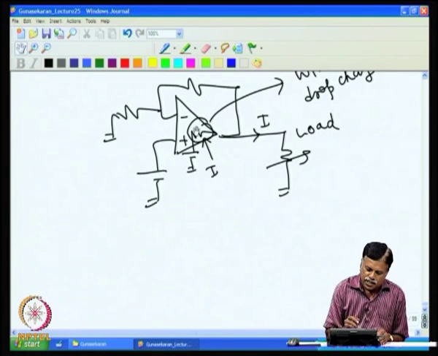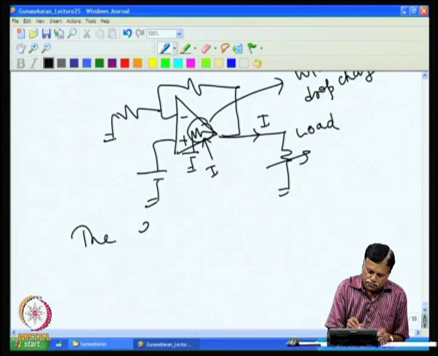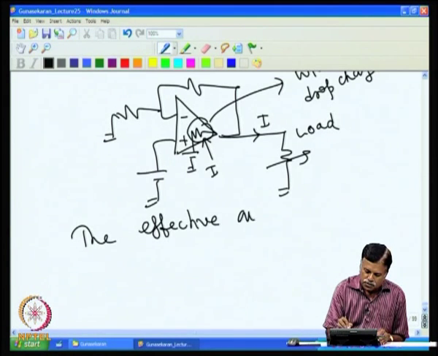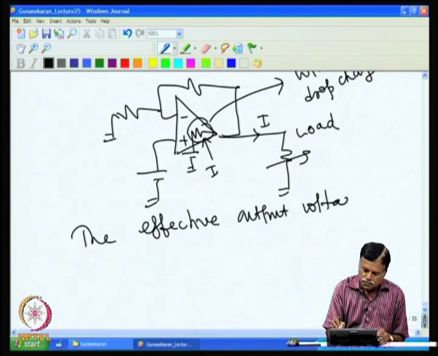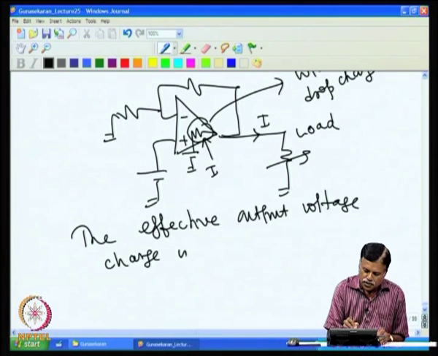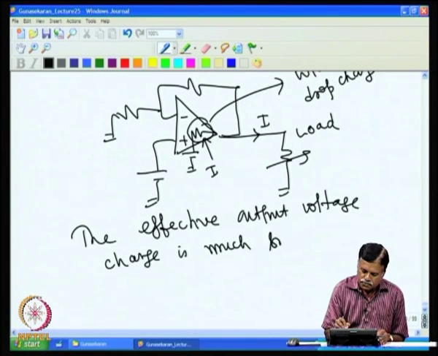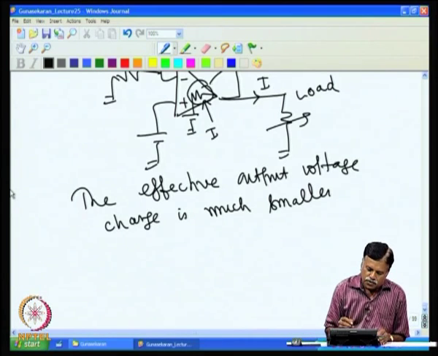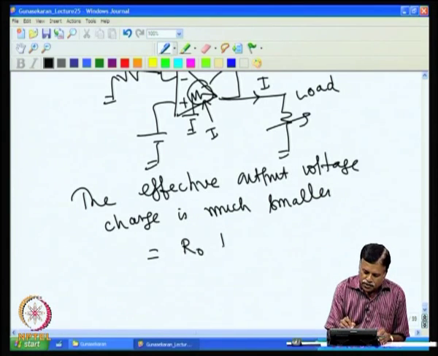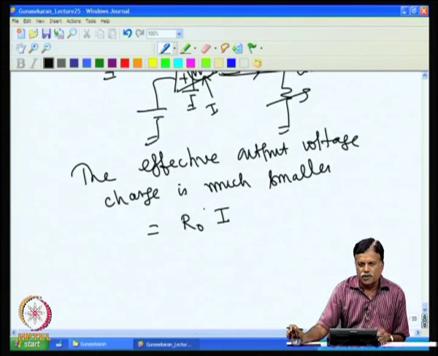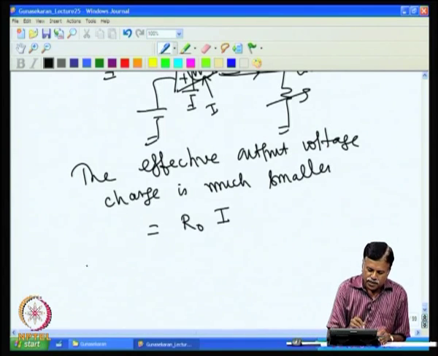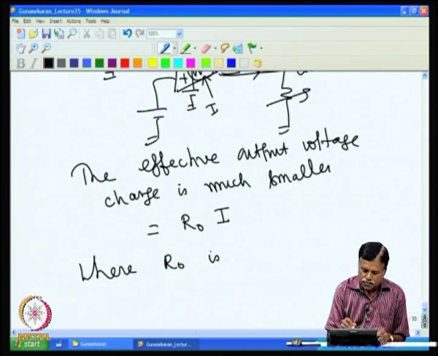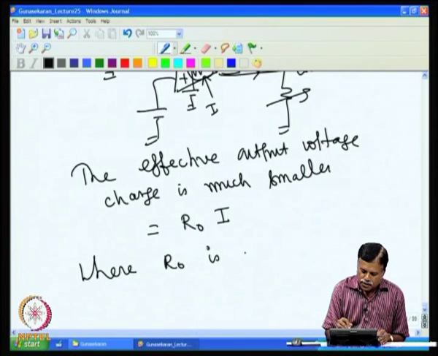So, effectively we say the output voltage change is much smaller. This we represent with the new internal resistance, the effective internal resistance. We call this much smaller output voltage change equal to R0 into I, where R0 is the effective internal resistance, or simply the output resistance of the op amp, where R0 is the effective output resistance of the op amp.